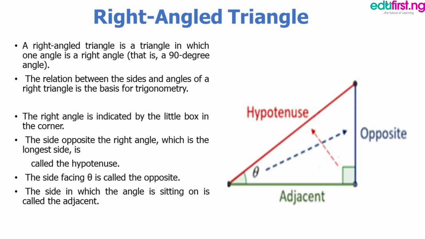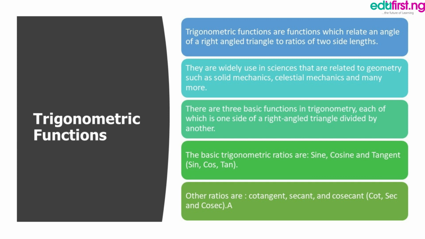I hope you understand. Okay, let's move to trigonometric functions. Trigonometric functions are functions which relate an angle of a right angle triangle to a ratio of two side lengths. There are three basic functions in trigonometry, each of which is one side of a right-angled triangle divided by the other. The basic trigonometric ratios are the sine, the cosine, and the tangent. And we have some other ratios such as the cotangent, the secant, and the cosecant.